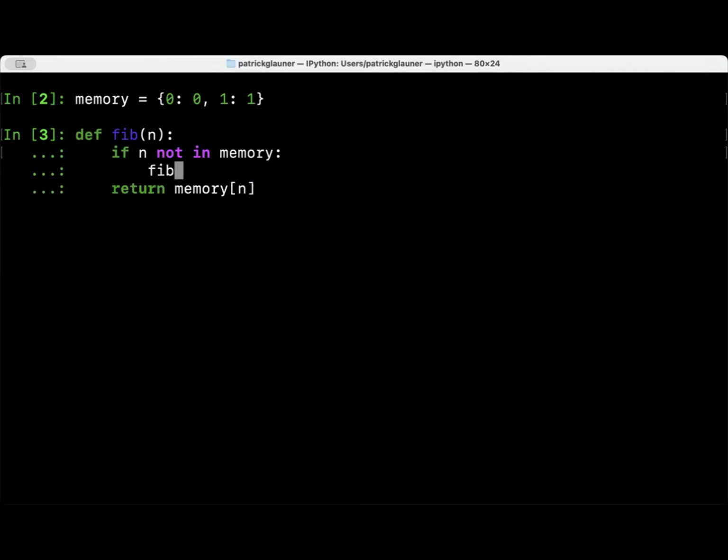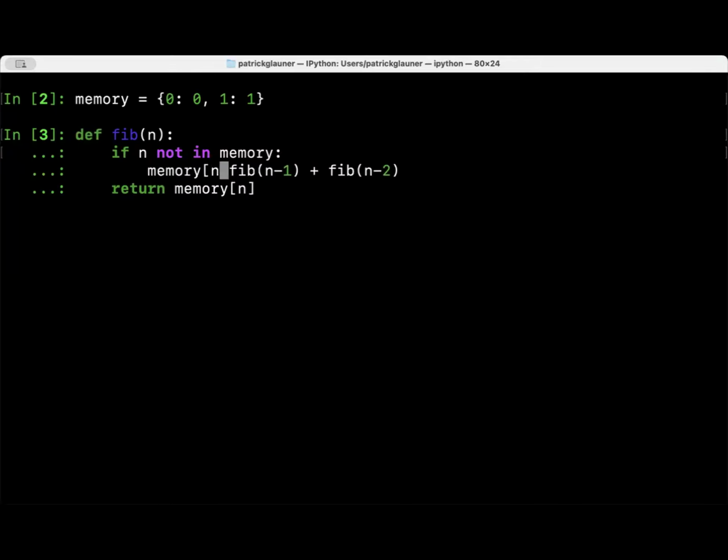So I can calculate the Fibonacci number and say, well, this is fib of n minus 1 plus fib of n minus 2. And intuitively, I would say something like, well, I will return this, but then I have calculated something and not stored it in the memory.